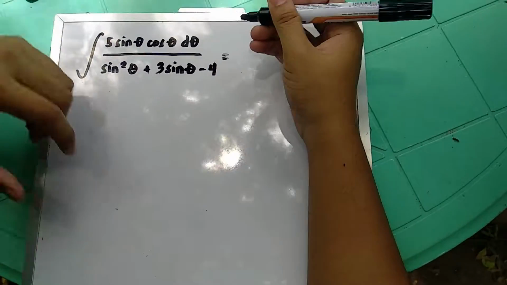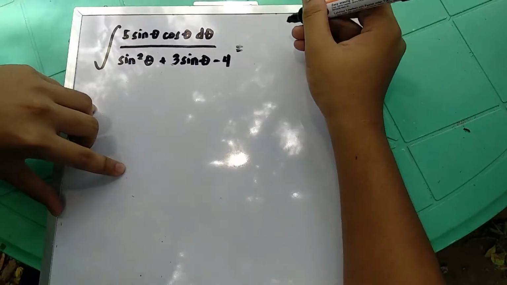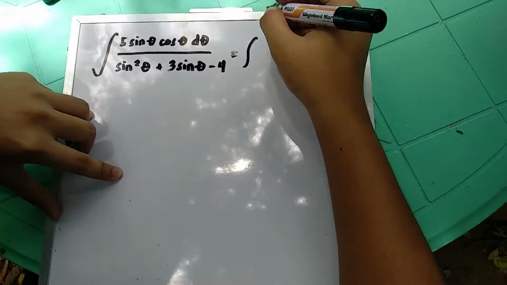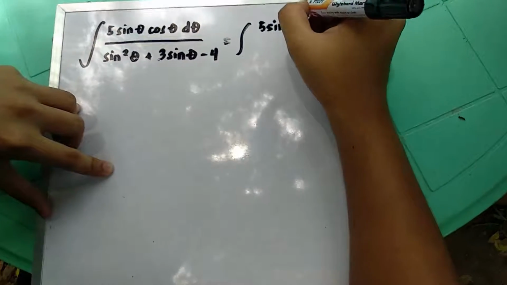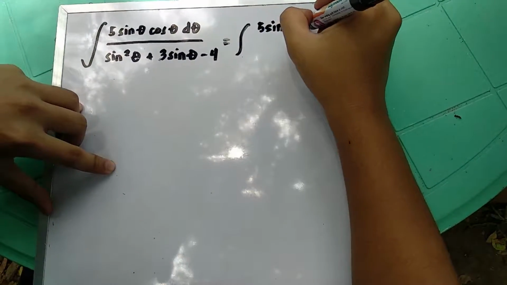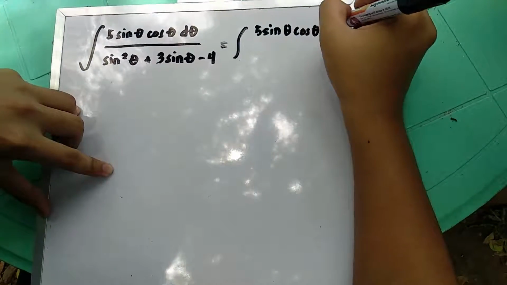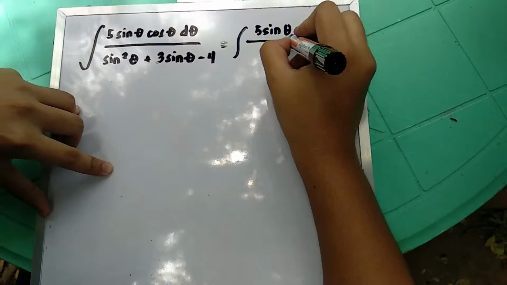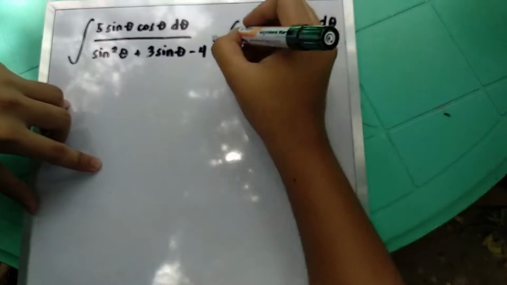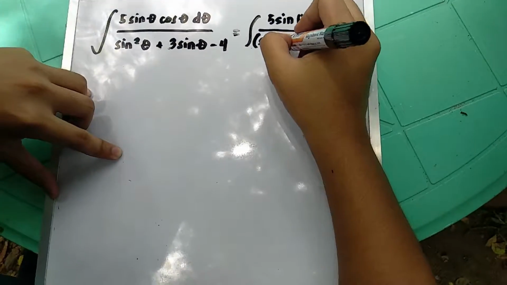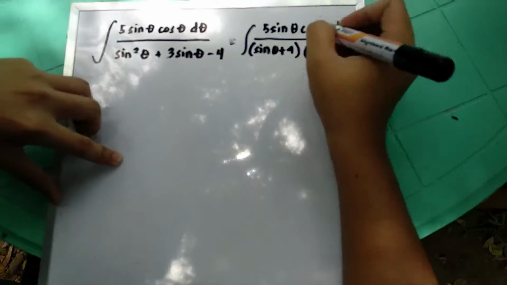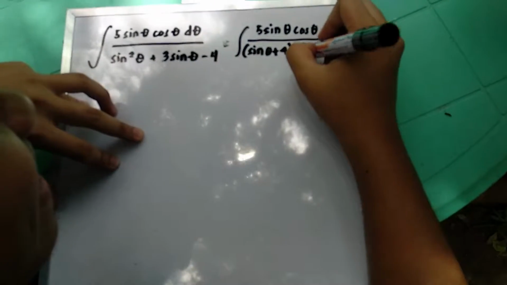The integral of 5 sine theta cosine theta d theta over sine squared theta plus 3 sine theta minus 4 can be rewritten as integral of 5 sine theta cosine theta d theta over sine theta plus 4 times sine theta minus 1.